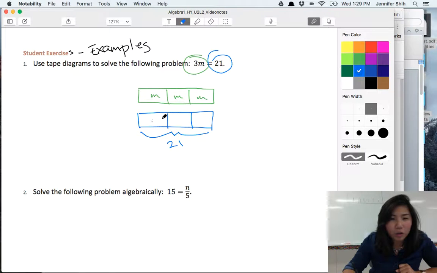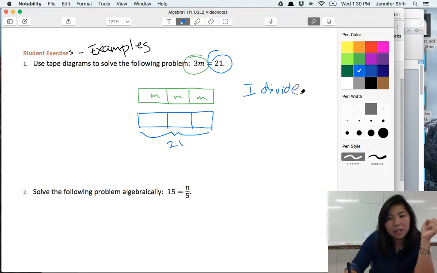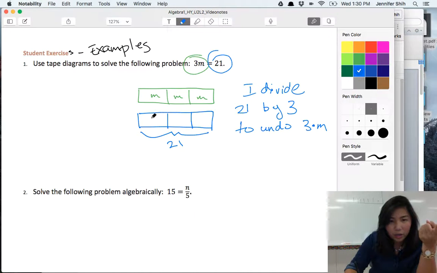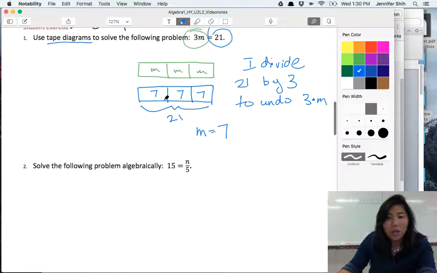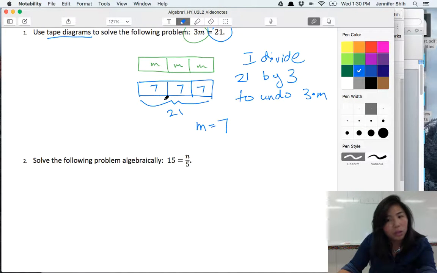If I solved for M, I would divide 21 by 3 to undo 3 times M. So you think, okay, what would fit in this box where if there was 3 of them, it would make 21. So logically, M would equal 7. This is not with algebra. This is just like with a tape diagram, a model, because that's what the directions say, tape diagram. Let me continue to highlight. If you need to pause here to catch up, pause, and then I'll meet you in the next problem.